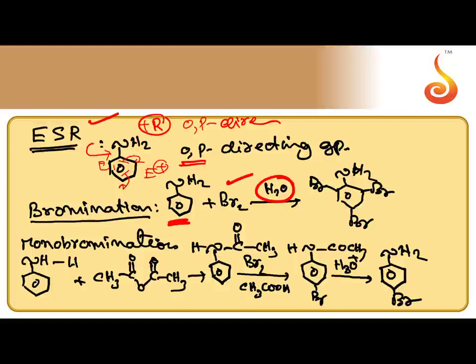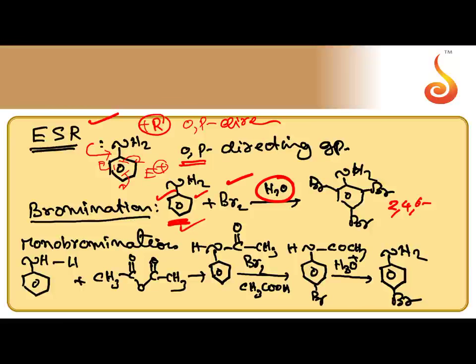Bromination. When aniline is reacted with bromine in the presence of water, a polar solvent, since NH2 is a very strong electron donating group and a strong ring activating group, the benzene ring is activated properly at the ortho and para positions. So three bromonium ions are attached at three positions to get 2,4,6-tribromoaniline.